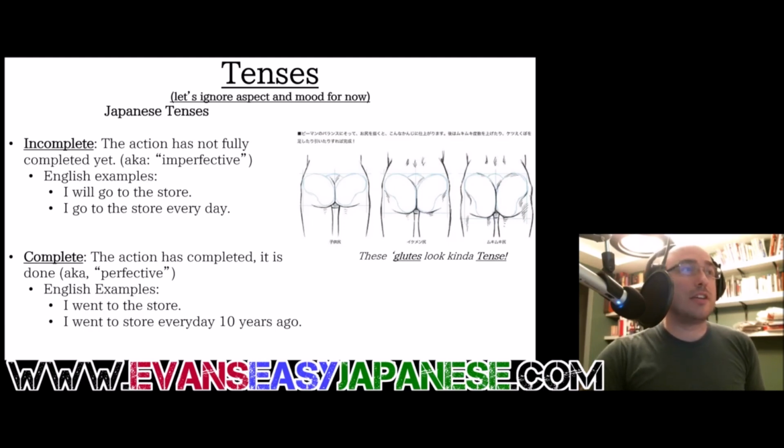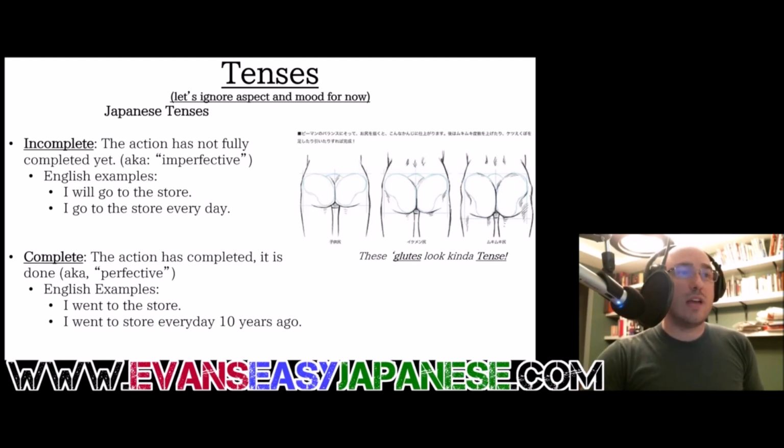So now let's talk about the complete. The action has completed, it is done, it is perfective, it is complete. All of those words are accurate. English examples: I went to the store. Notice that sentence has no bearing whatsoever on now or the future. Going is done. It is done. We went. It is done. Owari.